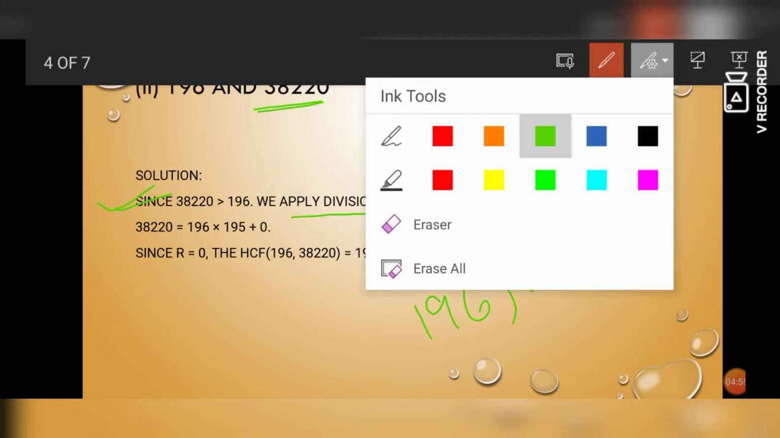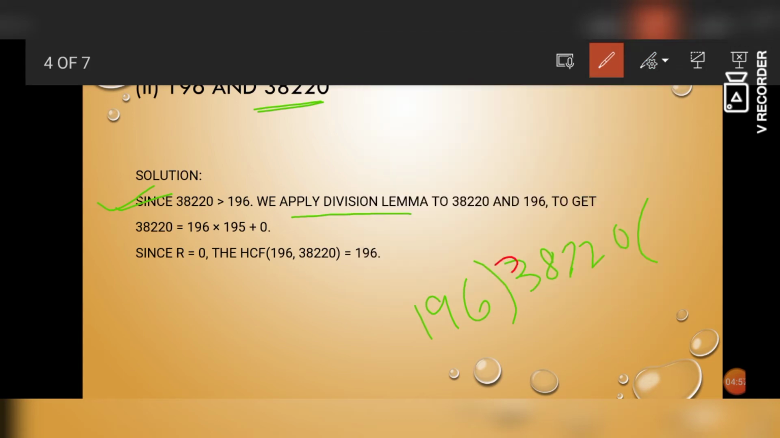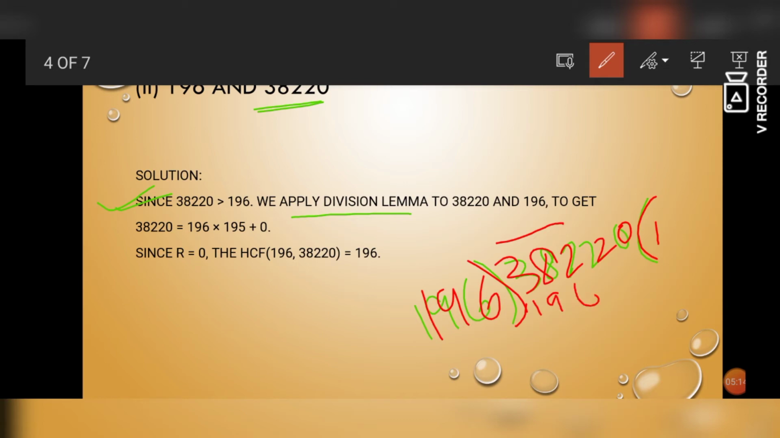Now since it is a big number, let me change the color. 38,220 will be divided by 196. Since 38,220 is a big number, first we will go one time with these three digits and we will get 196. We will do subtraction, and on subtracting we will get 186. This 2 comes down.